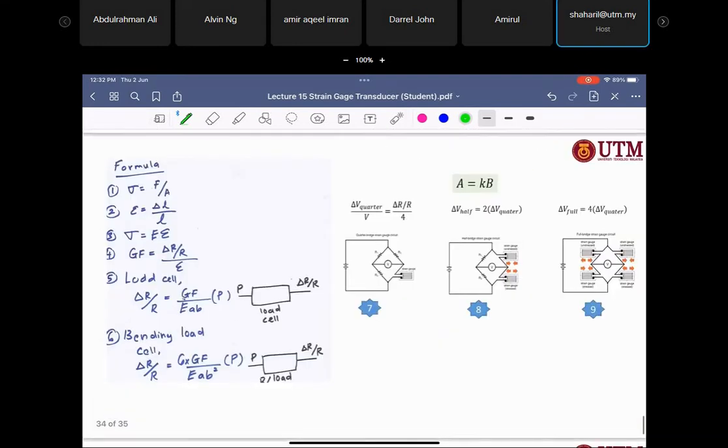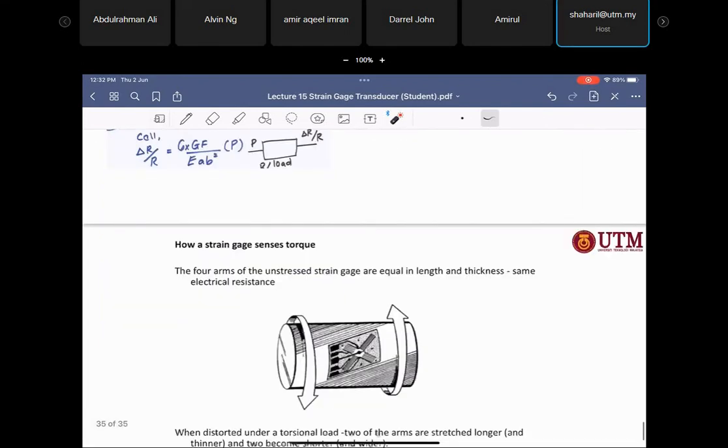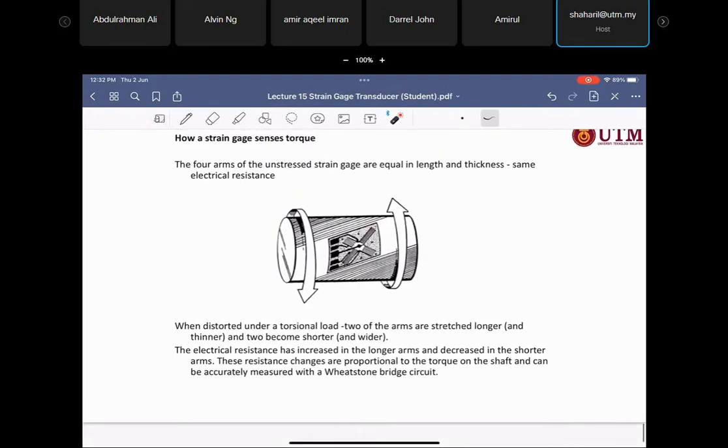And the rest is about the summary of what we have learned in this topic. So this is the formula involved, and this one you need to differentiate: which one is full, which one is half, which one is the quarter. There are 9 formulas that you need to memorize, based on that.